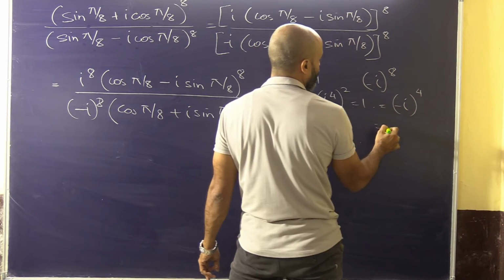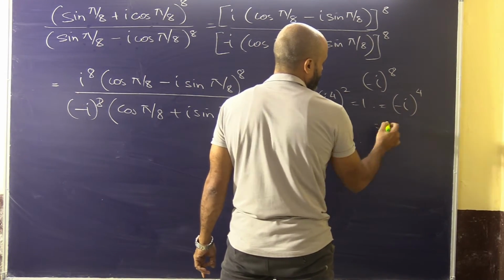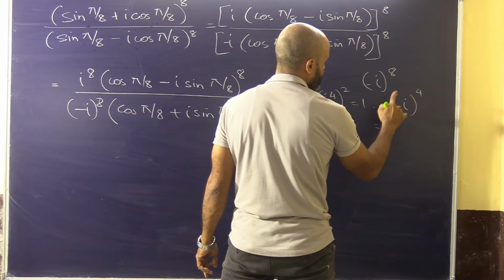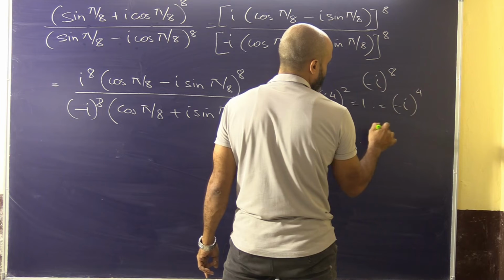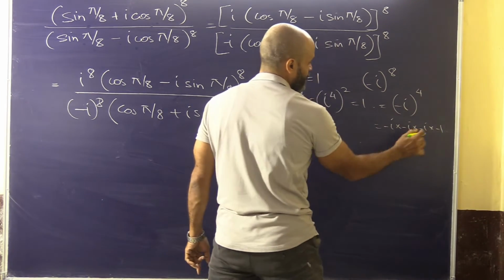Now minus i to the power of 4, which means minus i to the power of 8. So this will be minus i into minus i into minus i into minus i.